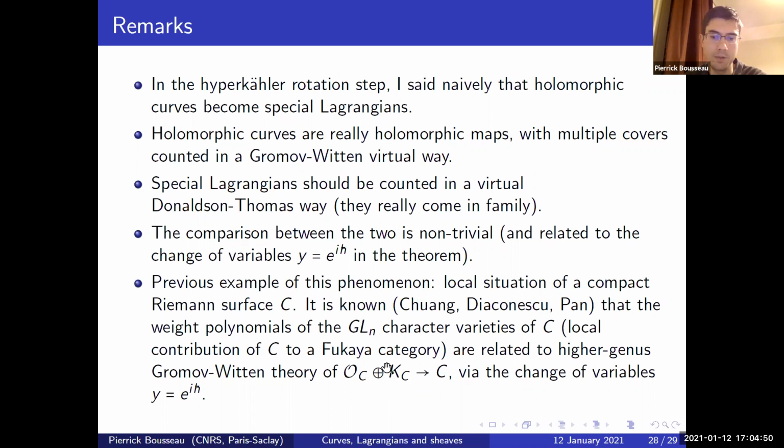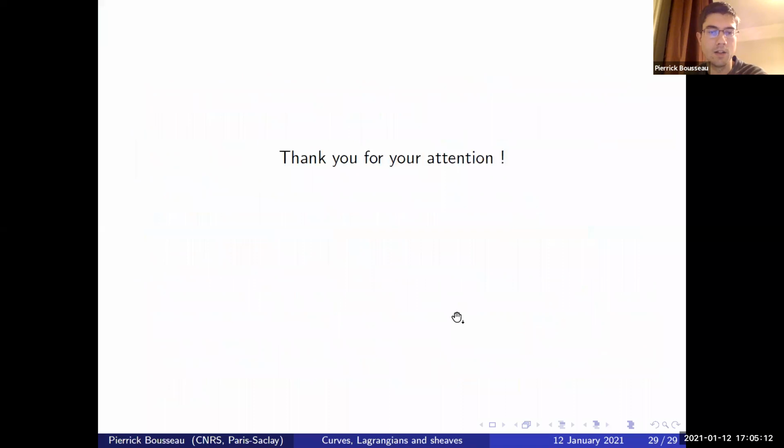And this local example is known, it was known before that there is such a relation, but even in this simplest case, there is no geometrical understanding of why the precise relation has the precise form it has. So certainly it's something which maybe at some point will be understood better, but for now it just does not have a really good conceptual explanation. Okay, I will stop there. Thank you for your attention.